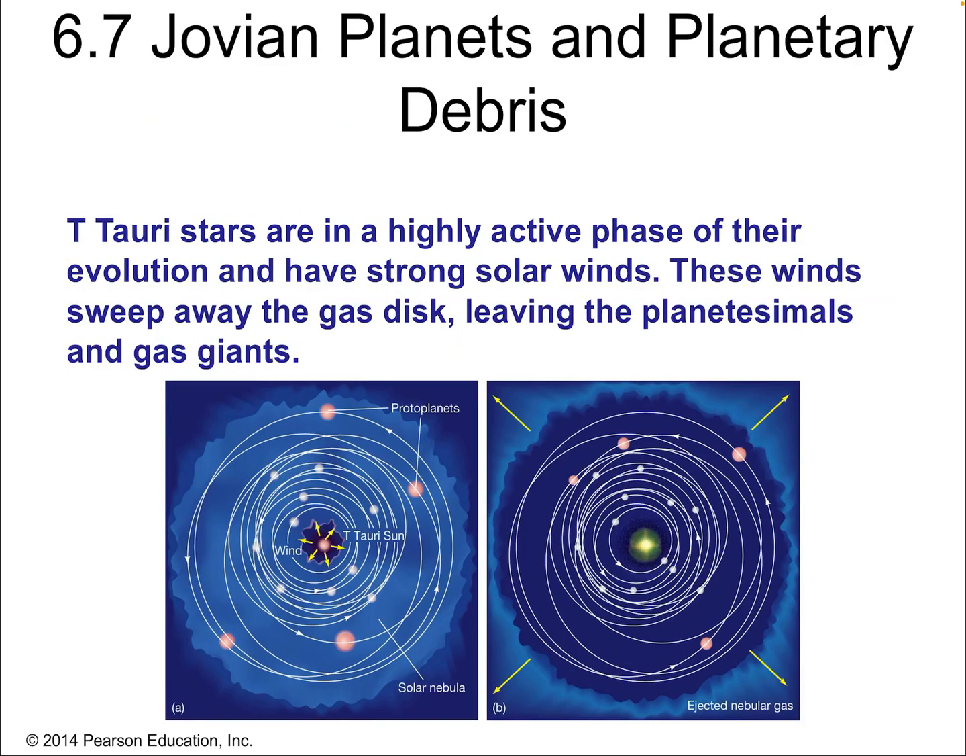Okay? All right. So T-Tauri stars are in a highly active phase of their evolution and have strong solar winds. These winds sweep away the gas disk, leaving the planetesimals and gas giants. Okay, and that was a phase that our own star went through, and ours apparently was particularly active, and so it sweeps away all the leftover matter. So essentially, the planets have a couple hundred million year window to form before most of the gas is pushed away, and that formation phase of the solar system comes to a permanent end.